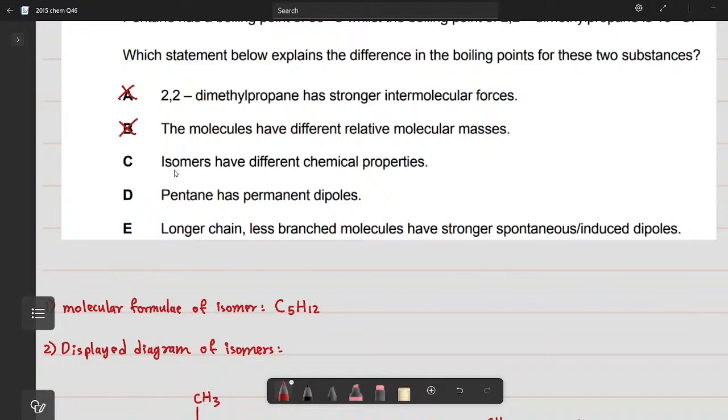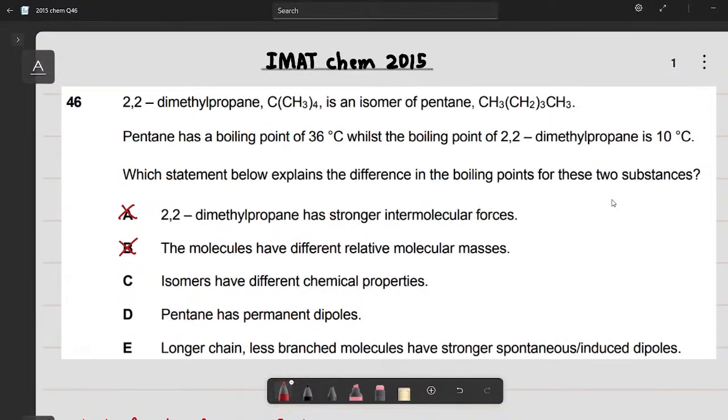So option C, isomers have different chemical properties. Generally we know this is true, but they've said the boiling points. We're talking about the boiling point. This is a physical property, not a chemical property. So that's why we can also directly rule this out. Option C is wrong.